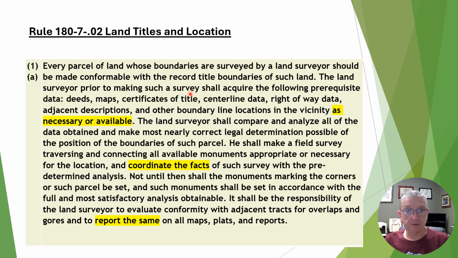Deeds, maps, certificates of title, centerline data, right-of-way data, adjacent descriptions, other boundary line locations in the vicinity, and I've emphasized here, as necessary or available. So sometimes things are not available, but that's subjective. What are land surveyors expected to do? Produce a reasonable effort. What is a reasonable effort?